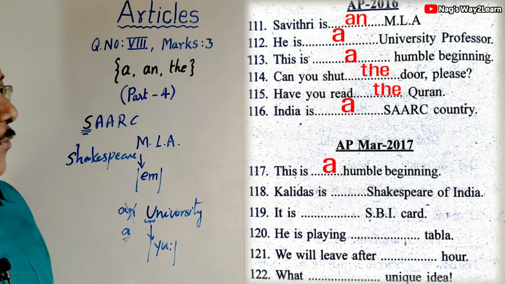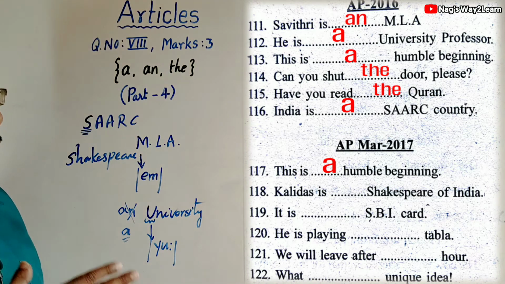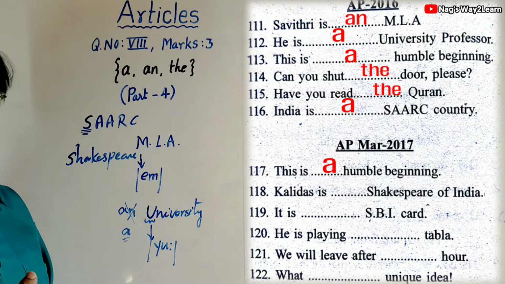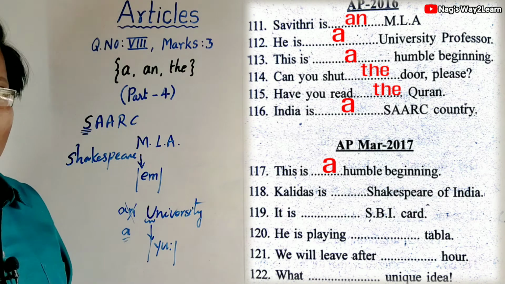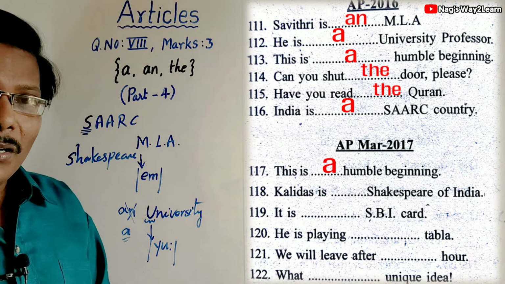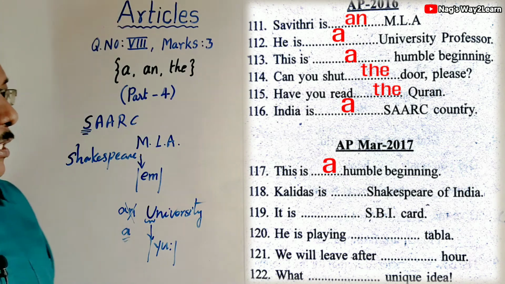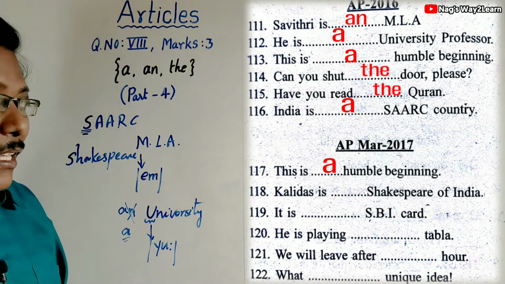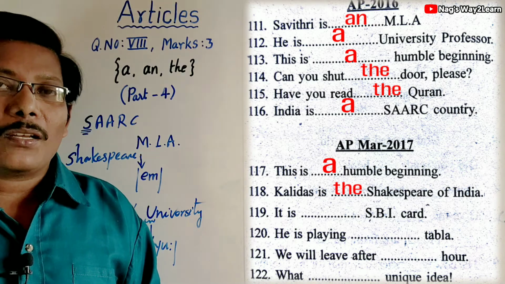That means here we are not talking about only Shakespeare, but we are comparing two persons here, Kalidasa and Shakespeare. In this type of comparison, even though it is a proper noun, we can use the definite article the. So the answer is, Kalidasa is the Shakespeare of India.